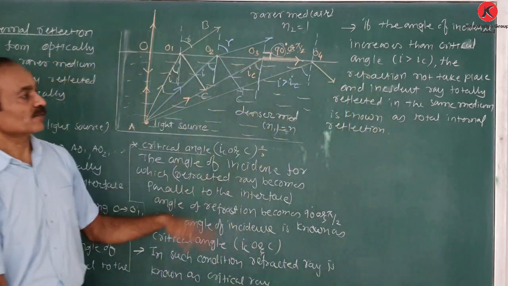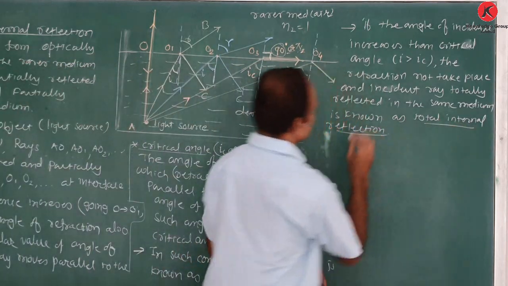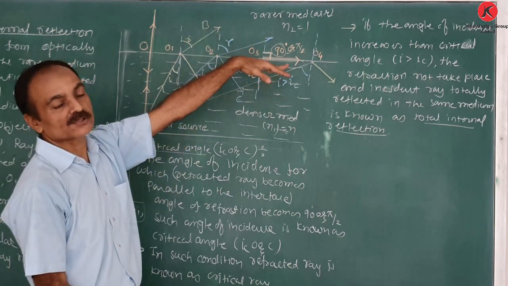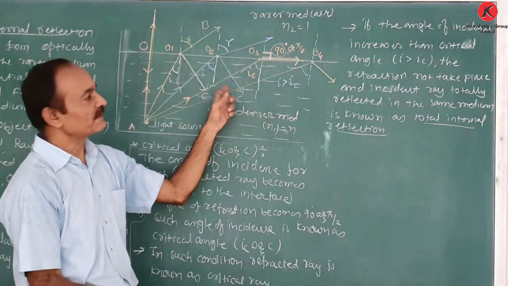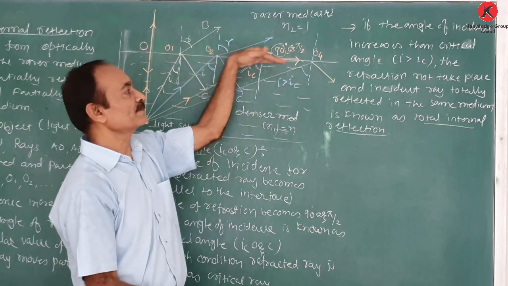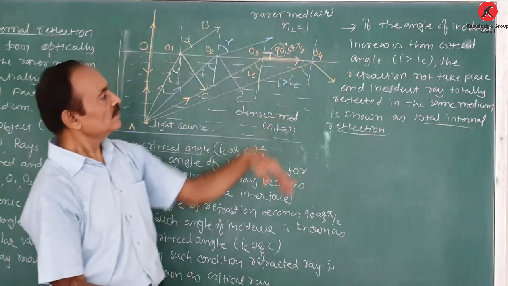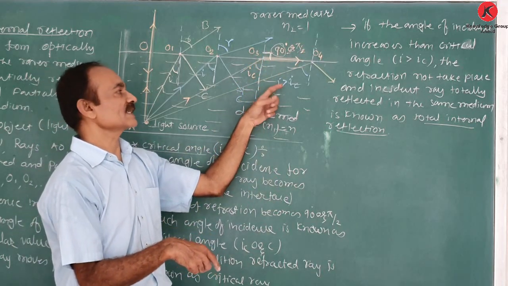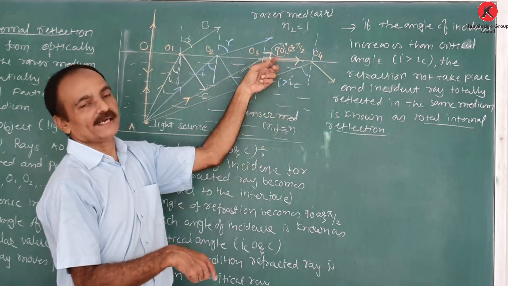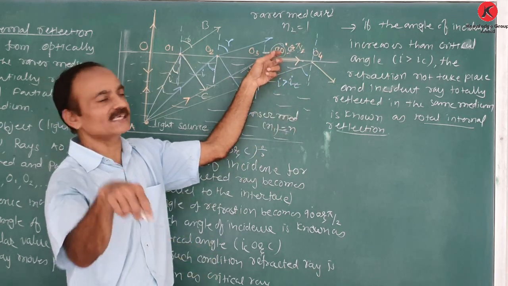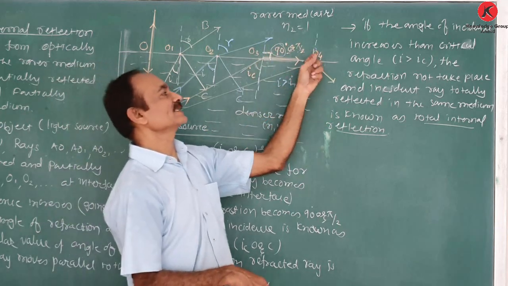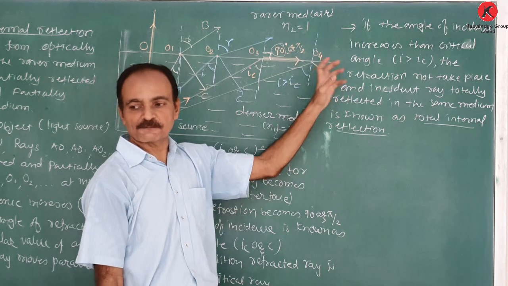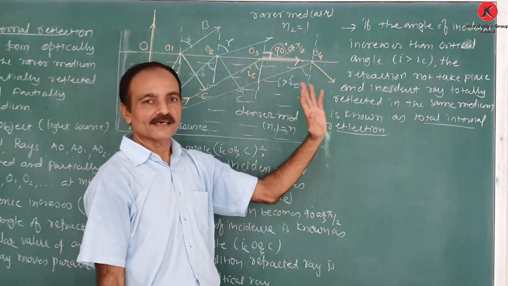Now, what is the definition of total internal reflection? Just as we discussed, as the angle of incidence increases, the angle of refraction also increases. For a particular value of angle of incidence, the refracted ray becomes parallel to the interface. Now, if the angle of incidence is increased beyond the critical angle, that means I is greater than IC, what happens? The angle of refraction would increase to more than 90. That means the ray is totally reflected in the same medium. So this phenomenon is known as total internal reflection.